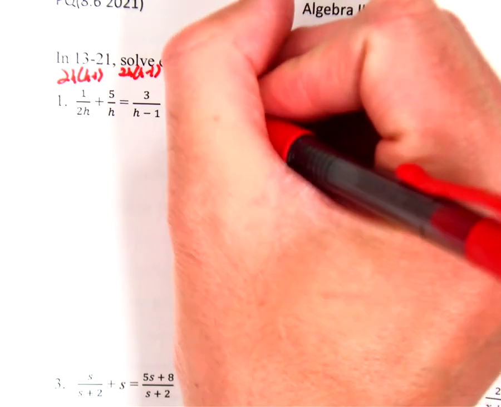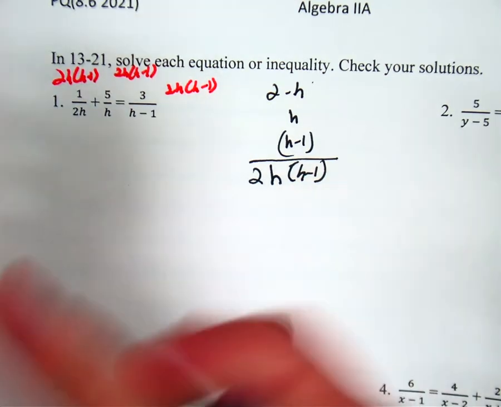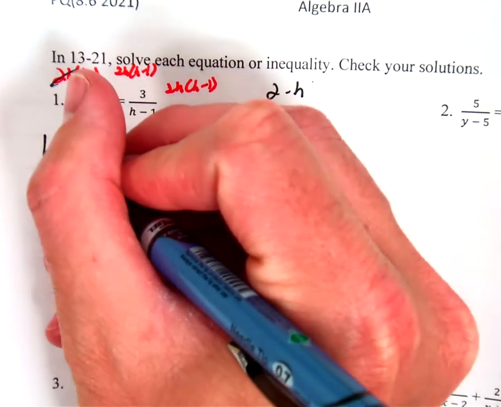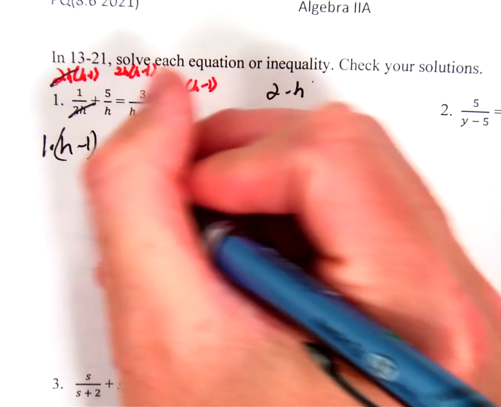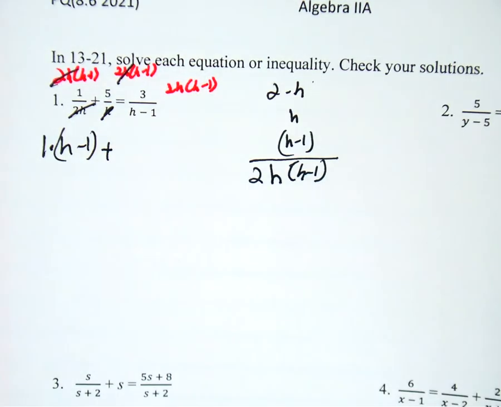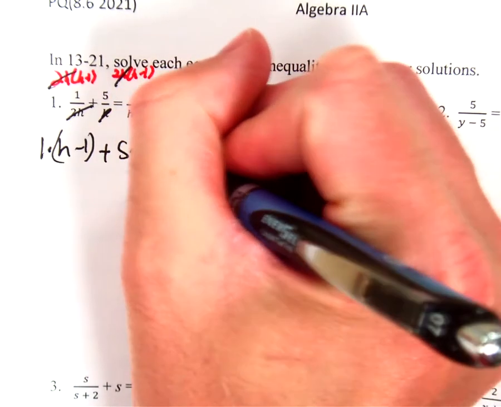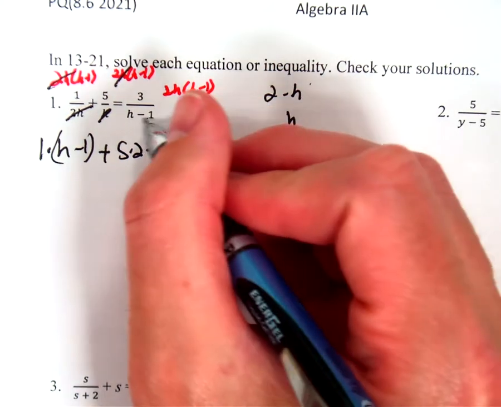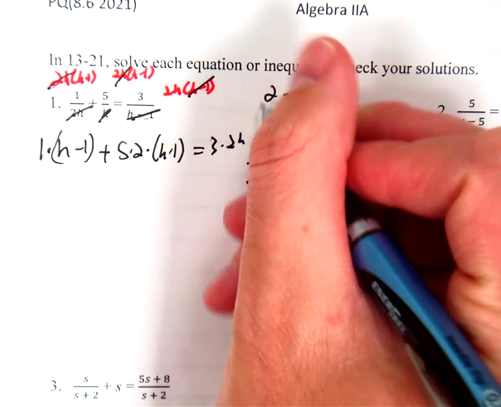This is not working out too good here on the spacing, but we'll make it work. Okay, so the 2h and the 2h cancel out, and we're going to have 1 times the h minus 1. All right, the h cancels out, and that h cancels out, and we have 5 times 2 times h minus 1. And then over here, h minus 1 cancels out, we got 3 times 2h.